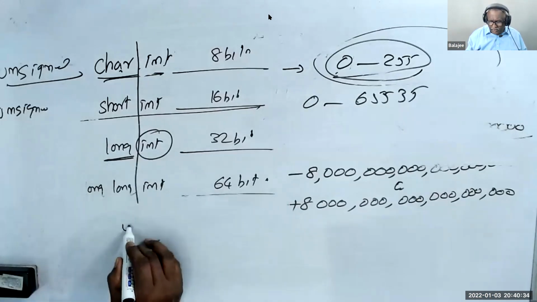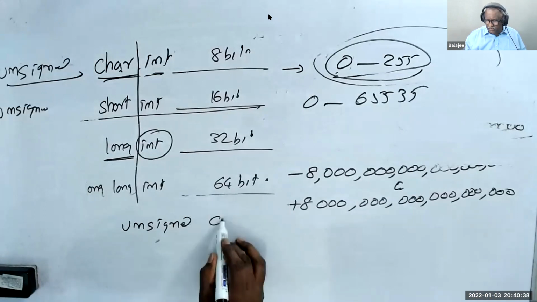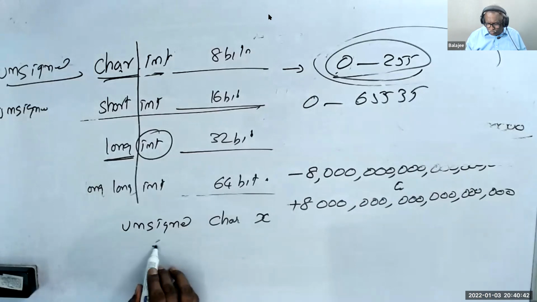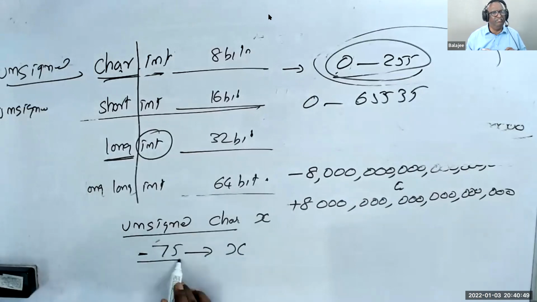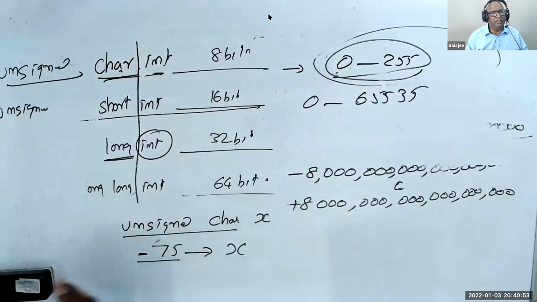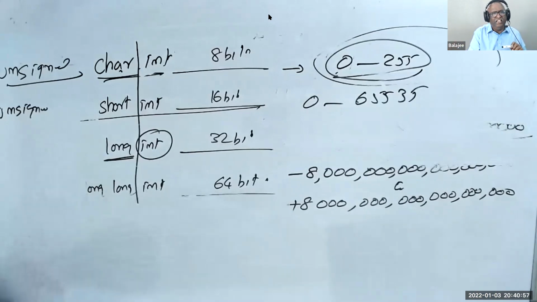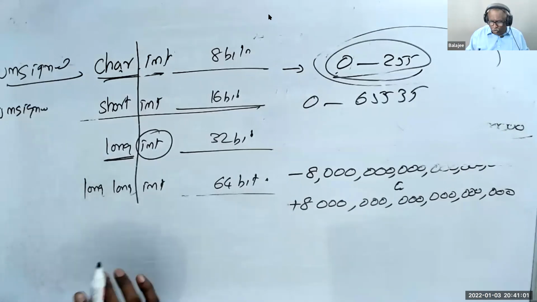You say unsigned char x. Do not move minus 75 to x, because you have given unsigned. How can you store minus 75? Don't do that. If I do that, what will happen? That is a later discussion. If you do any illegal operation, what will happen? I'll discuss later. But first, learn to follow the rules.